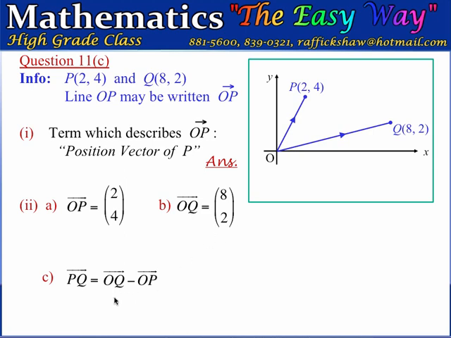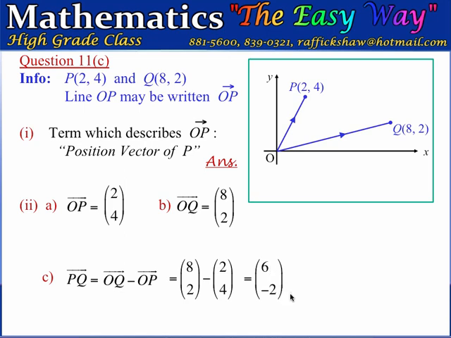And therefore, this works out to be 8, 2, which is the position vector of Q, minus 2, 4, which is the position vector of P. And when we do this calculation, the result is 6, negative 2. That is, 8 minus 2 is 6, and 2 minus 4 is negative 2. And therefore, the displacement vector PQ is 6, negative 2.